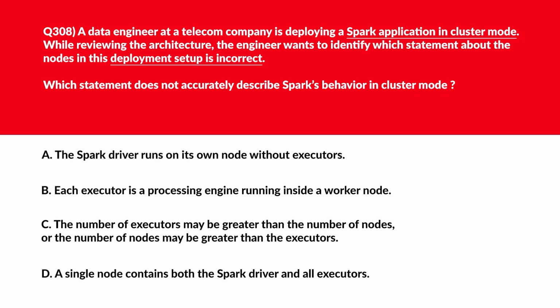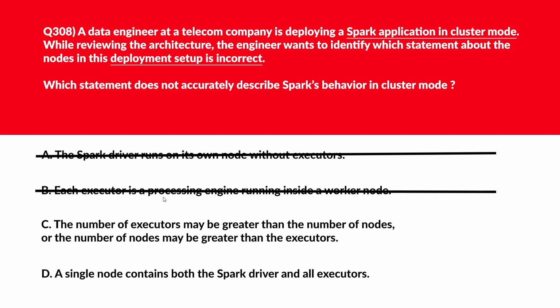Okay, we need to identify which statement about nodes in the deployment setup is incorrect. Option A says Spark driver runs on its own node without executors. The driver runs on its own node without executors, which is a valid behavior in cluster mode. Incorrect. Option B, executors run inside worker nodes to process tasks, which correctly describes cluster mode. Incorrect.